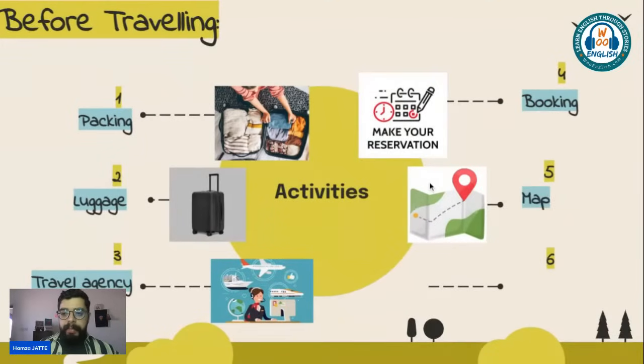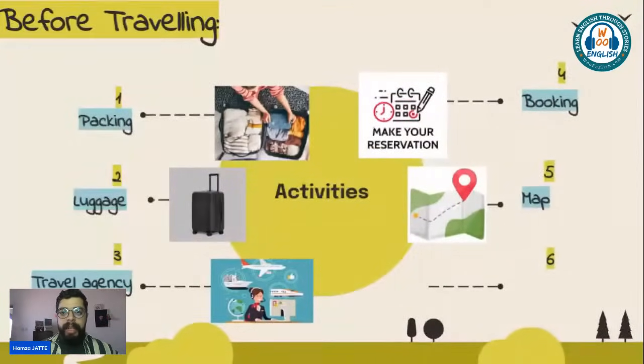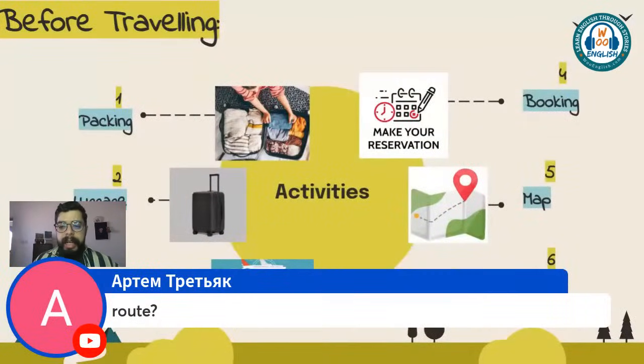Okay, let us reveal it. It's absolutely a map. Yes. Okay. Maybe we should move to the next one. Let me see. Artyom, a route. Route means probably the passage that you go through, right? But for the paper that shows you where you should go, that's a map.